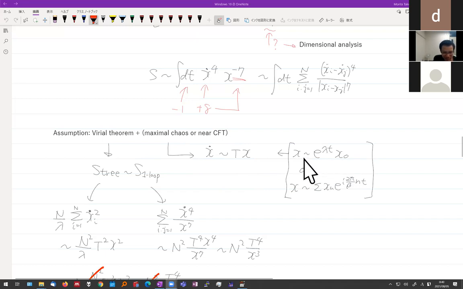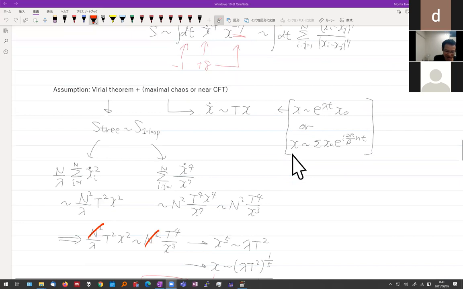Then if we consider the derivative, this x dot behaves something like lambda times x, and lambda is the Lyapunov exponent. And if we assume maximal chaos, this lambda is proportional to the temperature. This is the conjecture of Maldacena, Shenker and Stanford. So one understanding of this relation is maximal chaos. Or maybe simply x can be expanded like this in thermal field theory, so x dot is naturally proportional to temperature. But that is a bit subtle. Anyway, this is just an assumption.